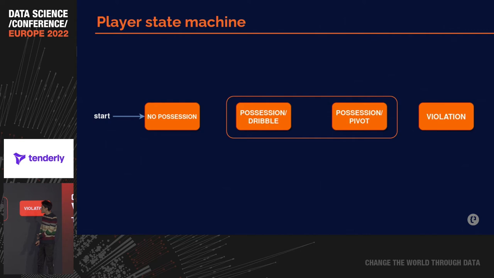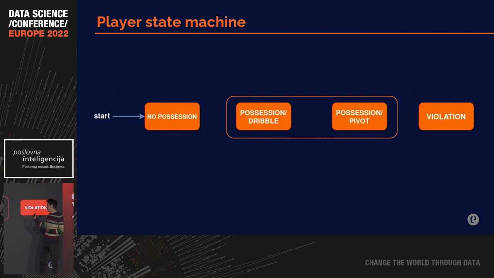We have three main states: no possession, possession, and violation. Possession also contains some sub-states like dribble and pivot, of course. And actually, violation is also a no possession state, because once you make a violation, you get no possession. But I have put it like this here for the sake of clarity, I think. Okay, the default state is no possession.